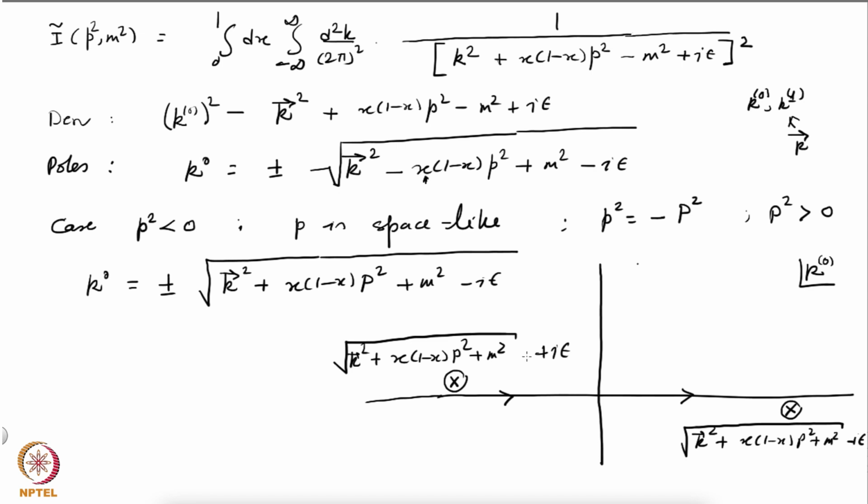But if you take p square to be positive, in general you will not get an arrangement which allows you to do a Wick rotation. So that is why we are going to always look at the space-like case, space-like p square.